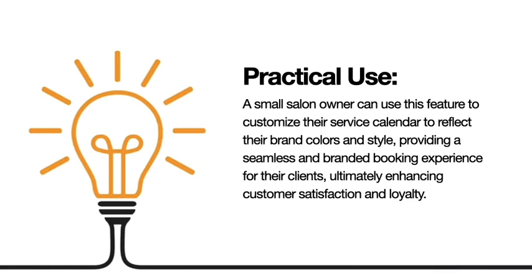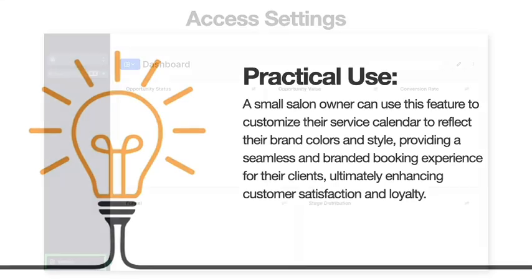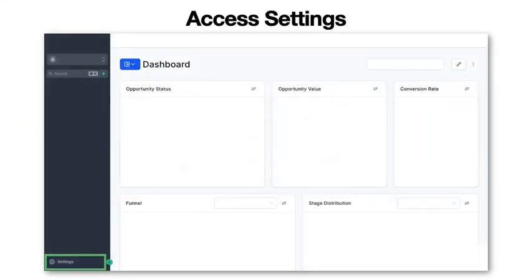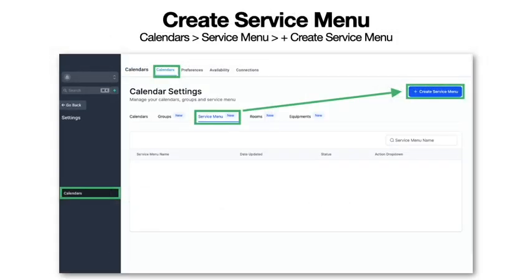I'm going to show you exactly where to find this new option for CSS within this booking calendar. So first you're going to go to settings in the lower left-hand navigation. From settings, you're going to click on the calendars area of the settings menu. And then when the upper navigation opens up, you're also going to click on calendars.